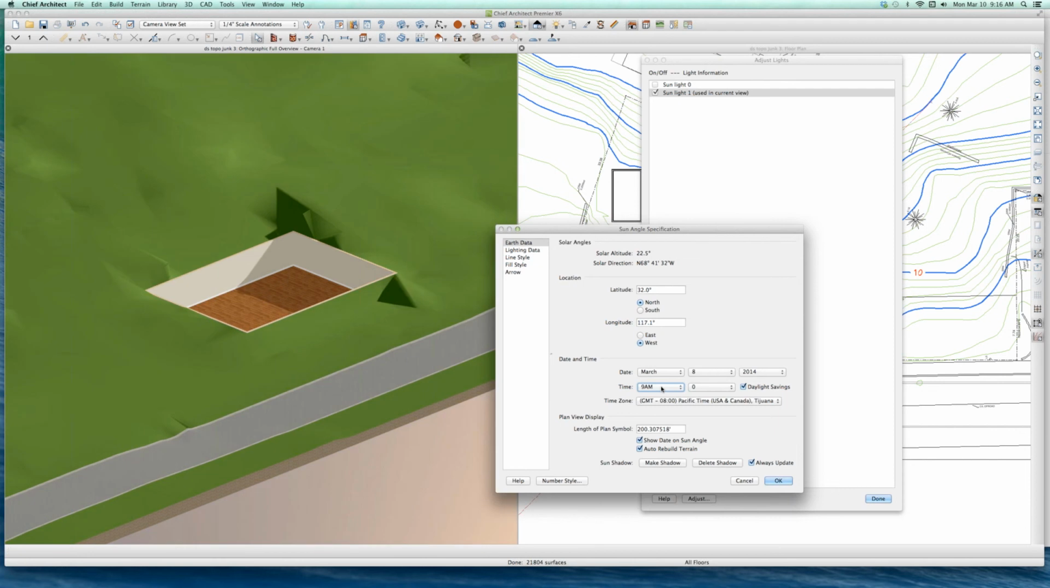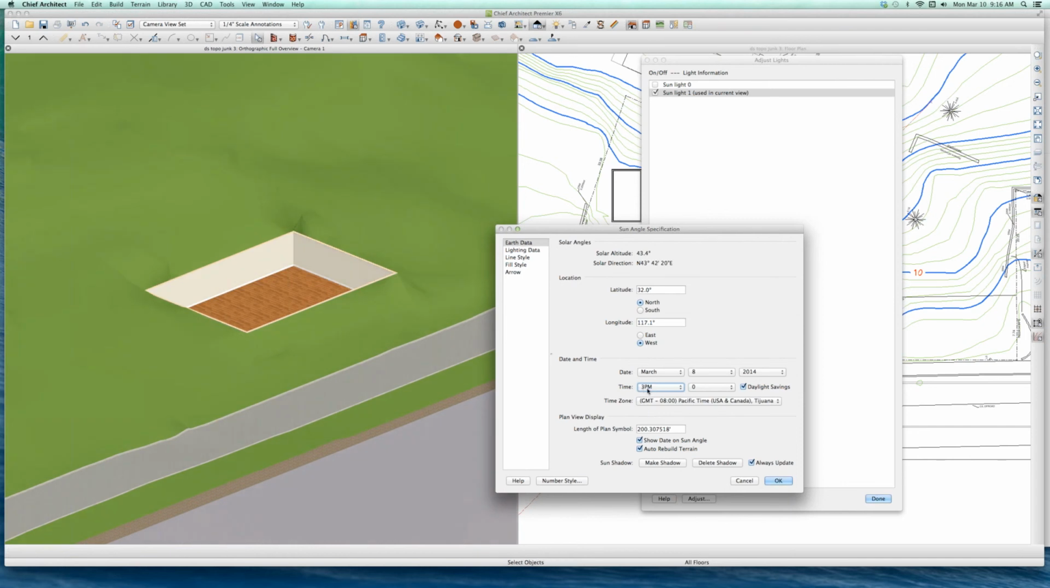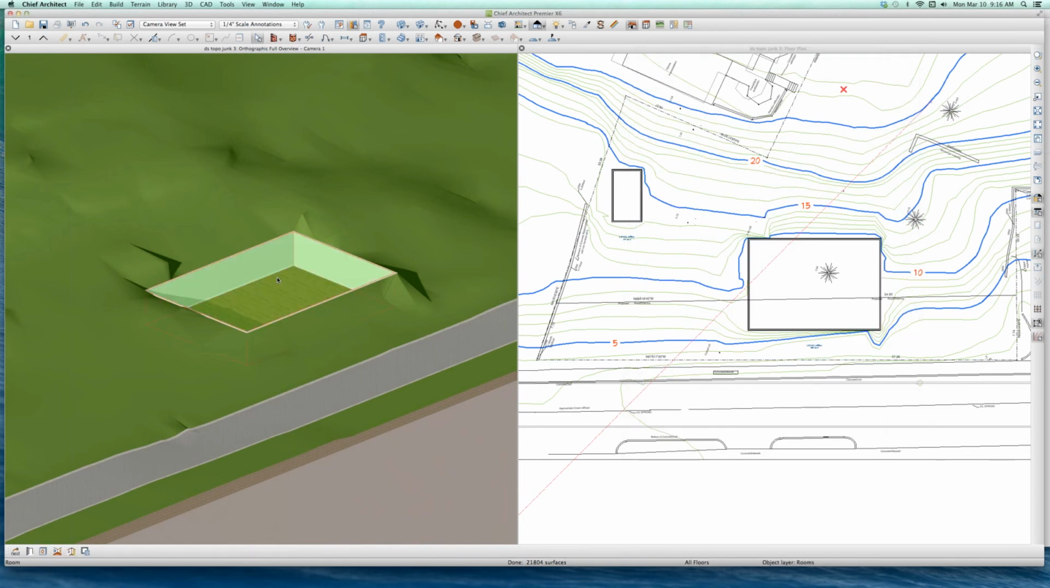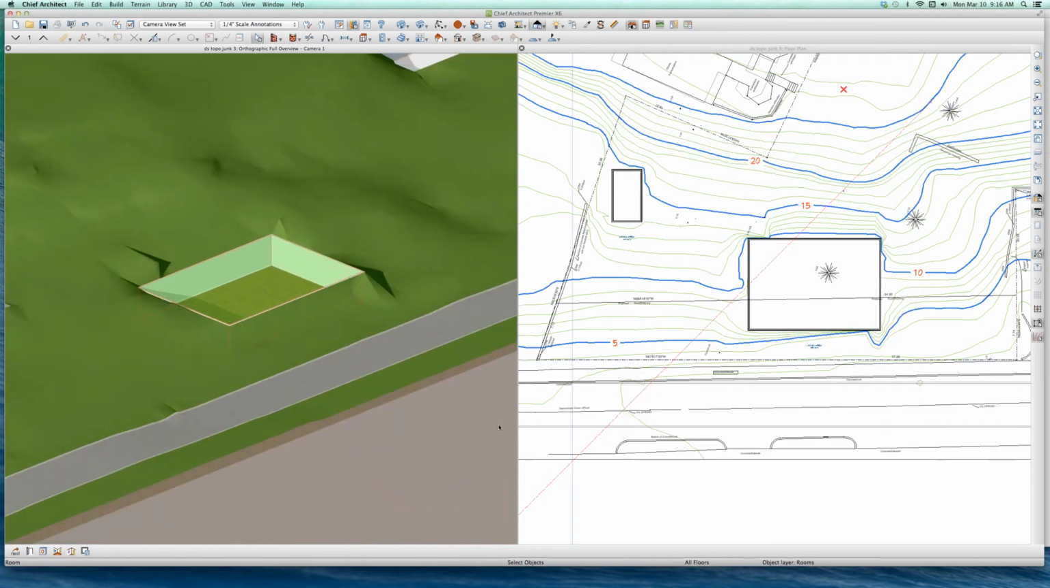I don't know. I'm sorry. You see, I'm thumbing through the time of day, trying to get a good time of day to get some good shadows. I'm back to almost where I was. That's not bad. So I can see what's going on.